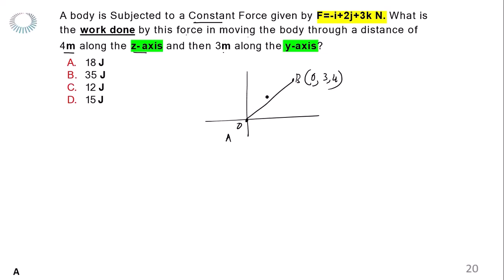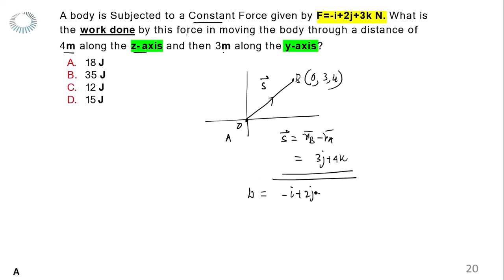So this is the S vector. What is the S vector? S vector is RB minus RA. What is RA? RA is 0 i, 0 j. RA is the origin. So we are only left with 3j plus 4k. That is our S vector. Force is given, so work done should be equal to minus i plus 2j plus 3k dot 3j plus 4k. So 3 into 2 means 6 and 4 into 3 means 12. So that means 18 joule.